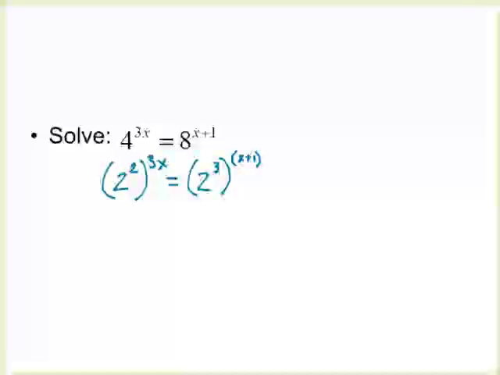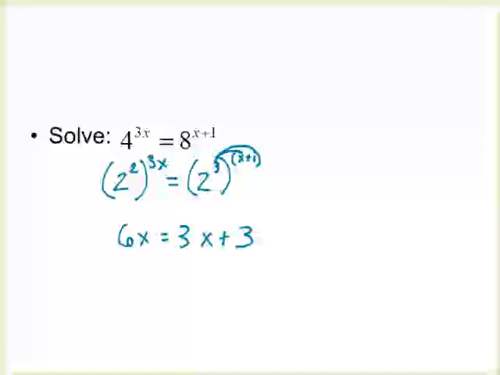We do need to remember here our property, though, for power to a power. What do we do with power to a power? Multiply them. So on the left-hand side, that 2 and 3x will become 6x. And on the right-hand side, we need to be careful to distribute that 3. So 3x plus 3. We get to ignore the bases at this point, so we don't have to write the 2's anymore. Since we already got the bases to match, now we can just worry about making the exponents match.